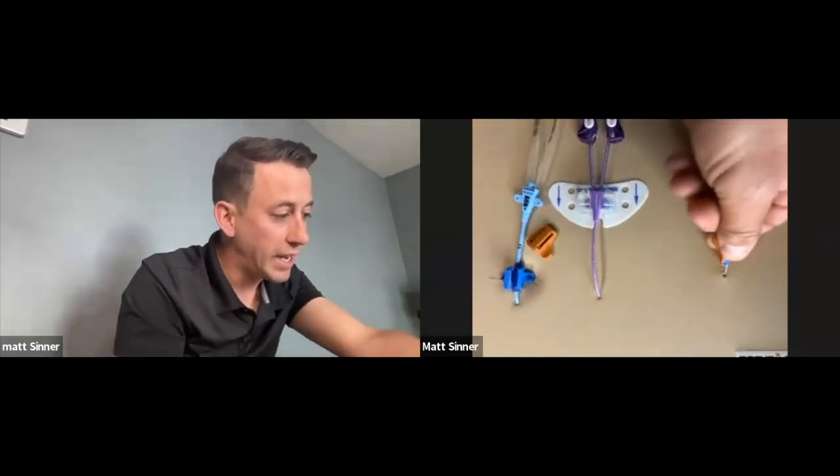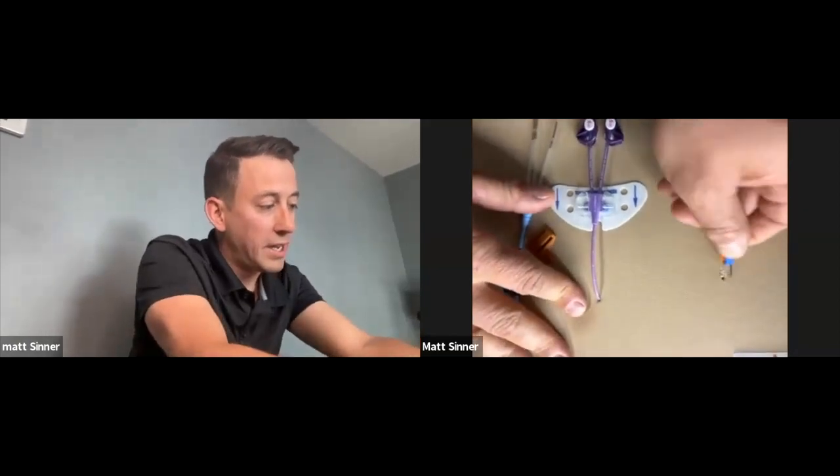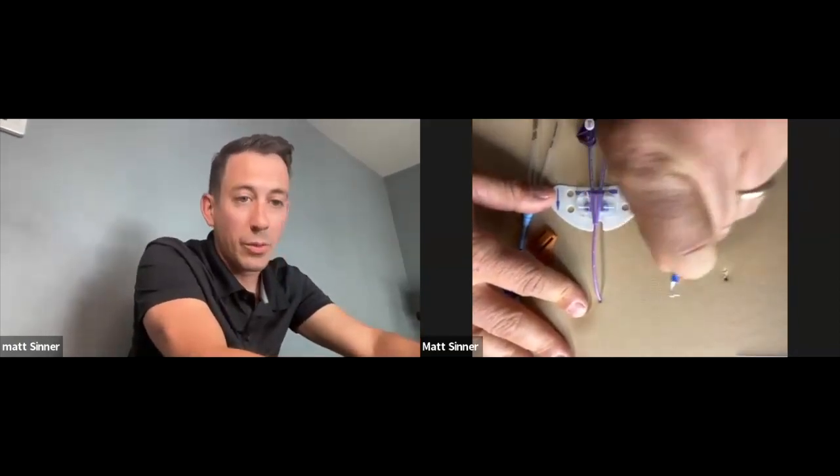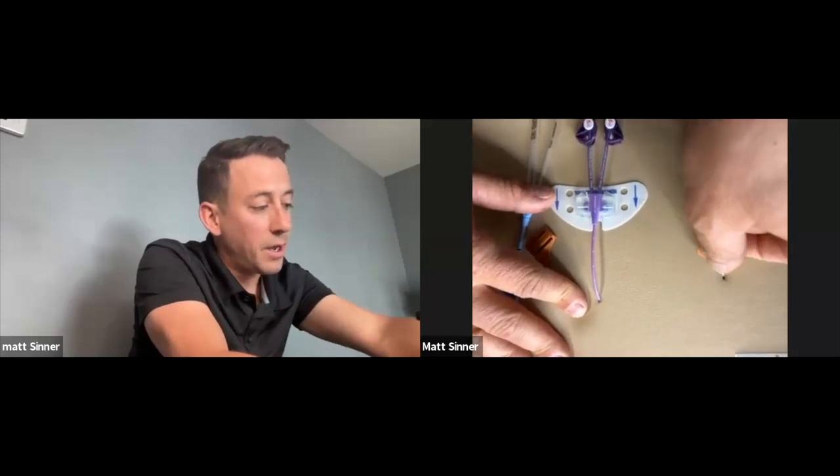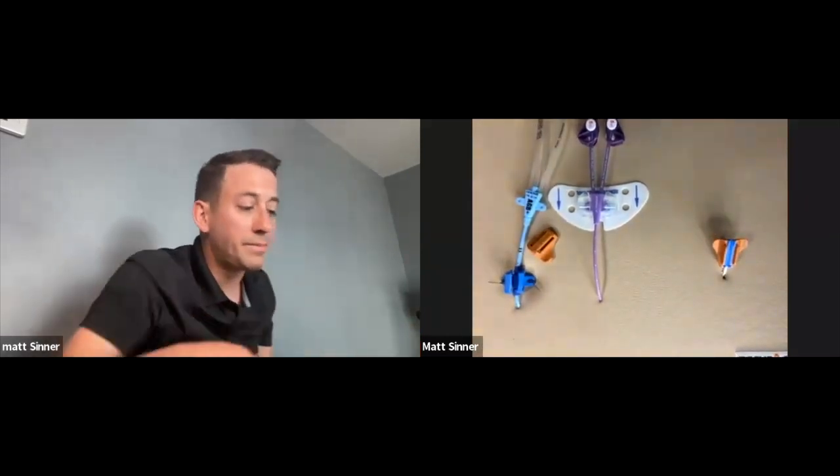If it's this way, I can pull one foot out this way, and then I would be able to pull the other foot out on this side. So there are benefits to both in certain situations.